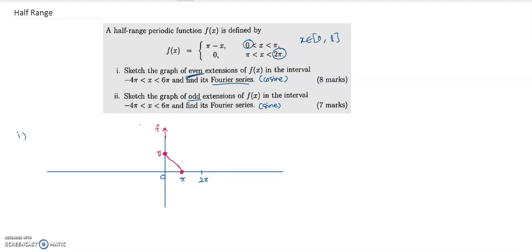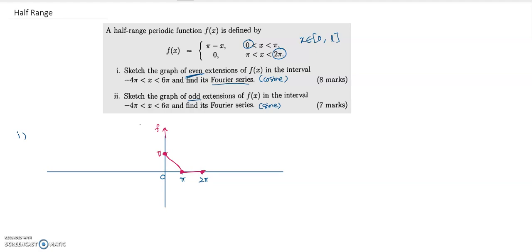And then from pi to 2 pi, the value of f is 0, so it's just a horizontal line here at f equal to 0. So we have that. That is our initial graph for f(x).